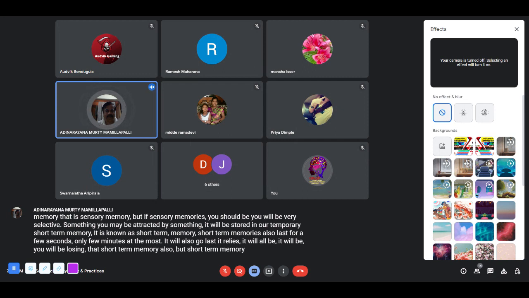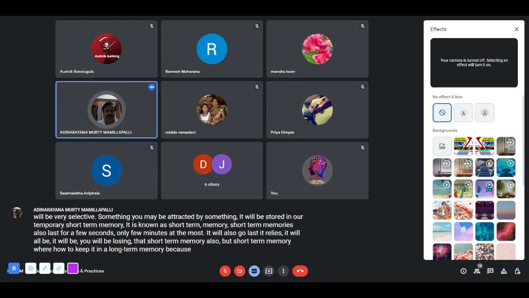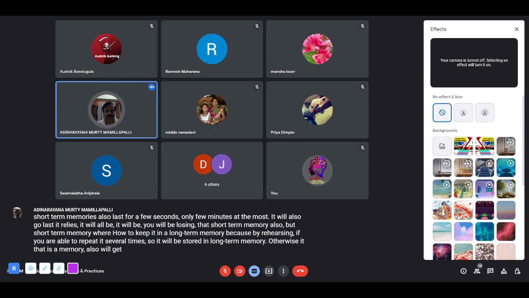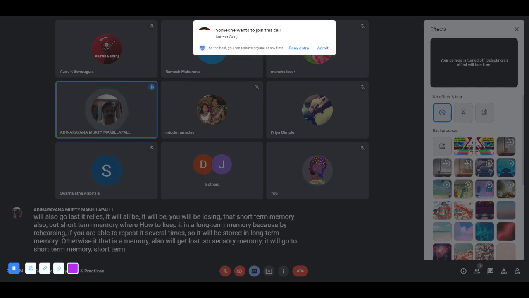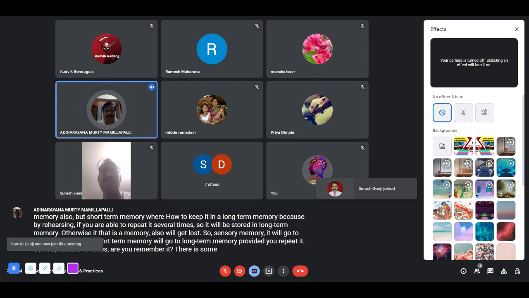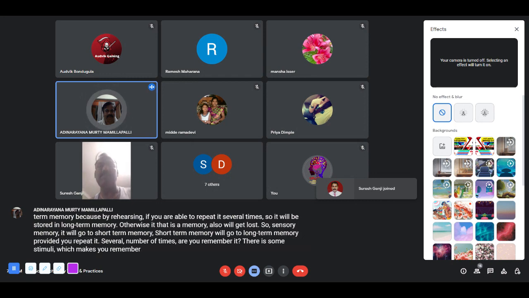But how do you keep short-term memory in long-term memory? By rehearsing: if you are able to repeat it several times, it will be stored in long-term memory. Otherwise, that memory also will get lost. So sensory memory goes to short-term memory, and short-term memory goes to long-term memory, provided you repeat it several times. There is some stimuli which makes you remember long-term, then only it will be stored in long-term memory.